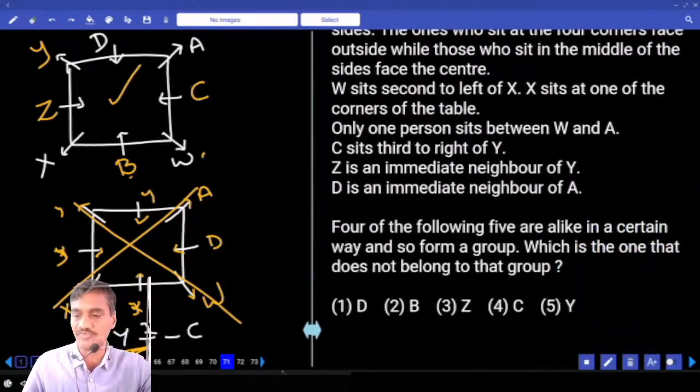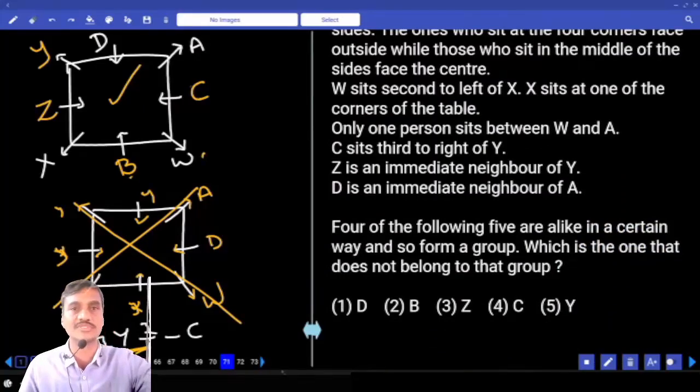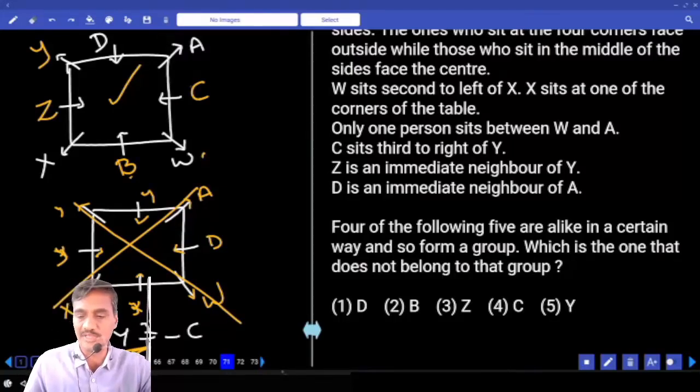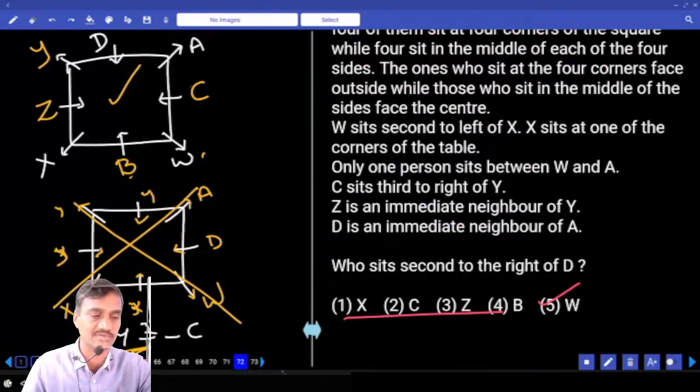Now according to this one, 4 out of the following, meaning odd one out. Coming to question number 71, D, B, Z and C are at the centers, and Y is at the corner. Choice 5, question number 71.